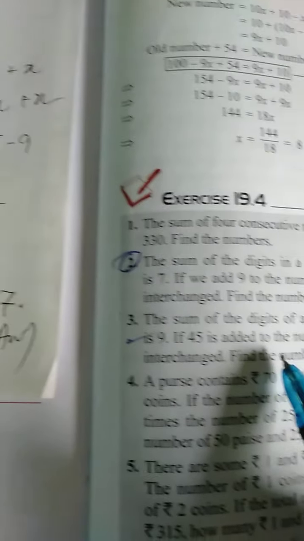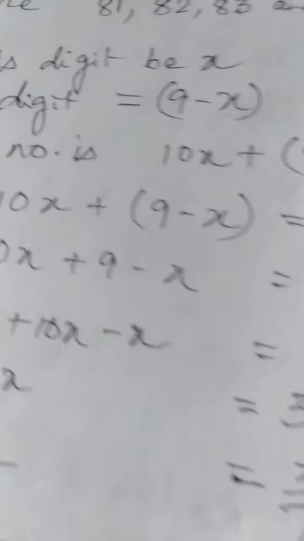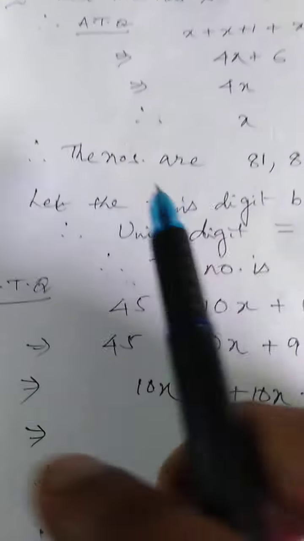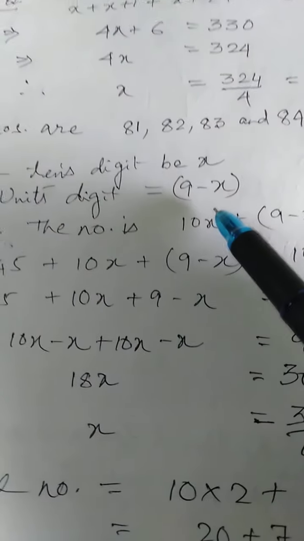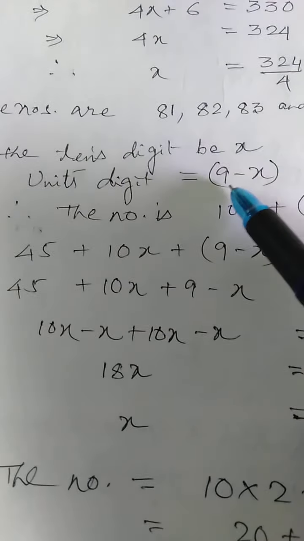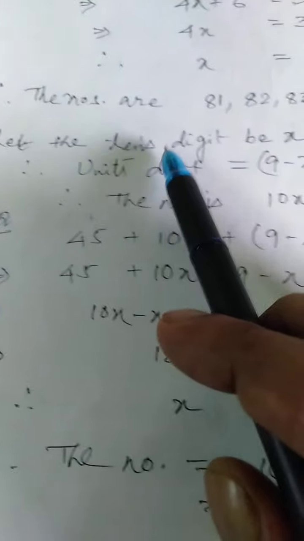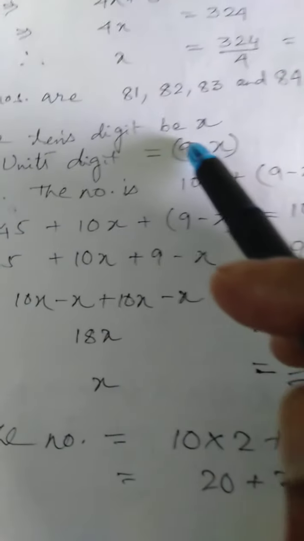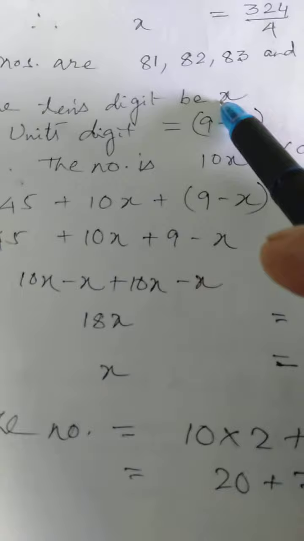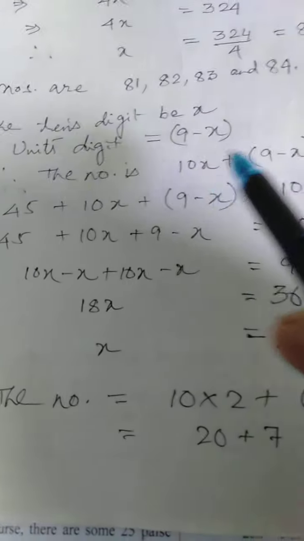Find the number. Okay. So see, let us consider the unit digit to be x. Let the unit digit be x. So as in the question they have given the condition that the sum of digits is 9. So therefore, we have taken the ten's digit to be x. So the unit digit will be 9 minus x, because if you add these two, you will get 9.